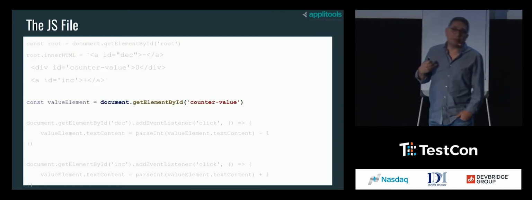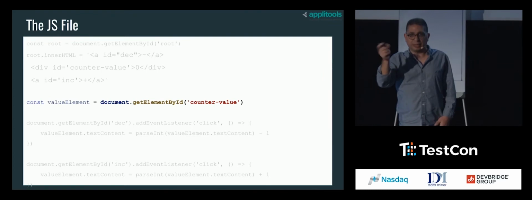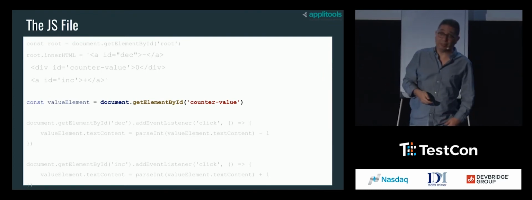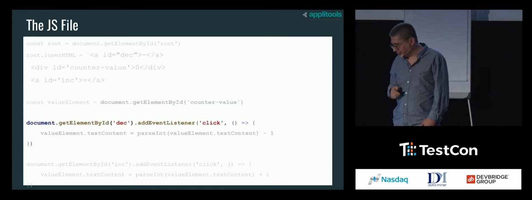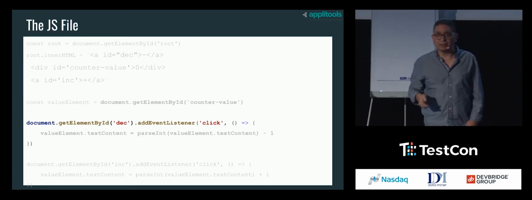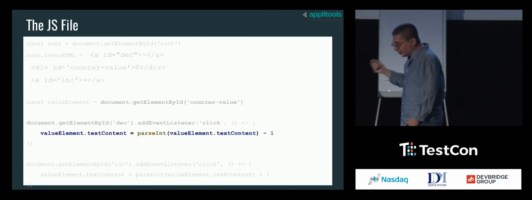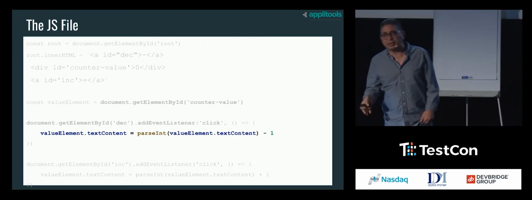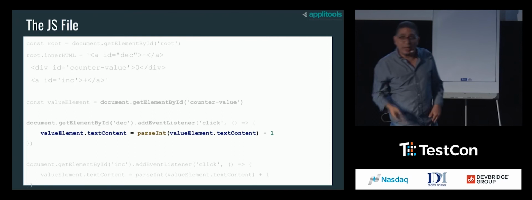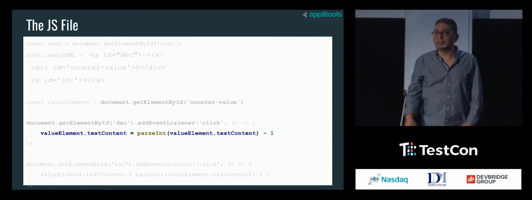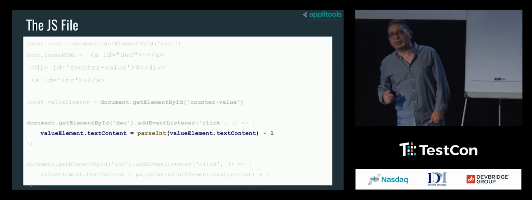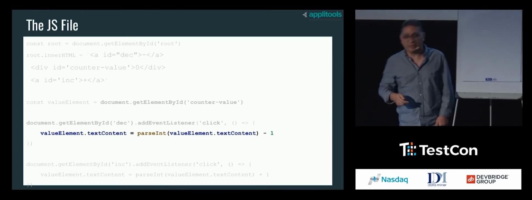We will get the element because we will need to change the text inside the element, so we're using document.getElementById. And we add a listener to the increment and decrement elements for the click. So when the click happens, this is what happens. We take the text content, we parse it into an integer, we subtract or increment by 1, and we put it back in the value content. That's the beauty of typeless languages. You can put an integer into a string, and it somehow just works.